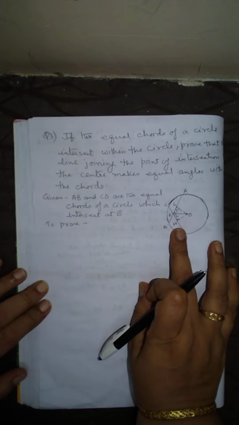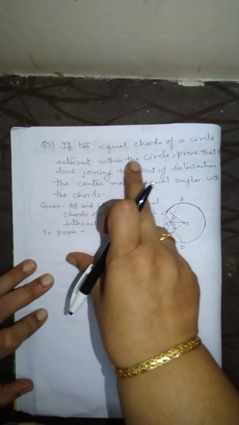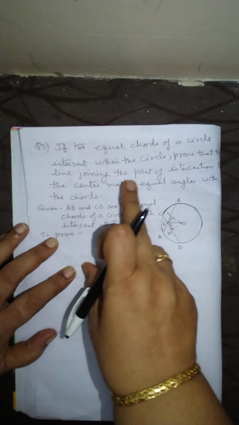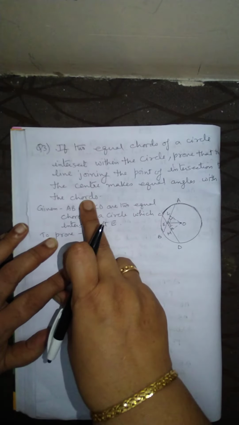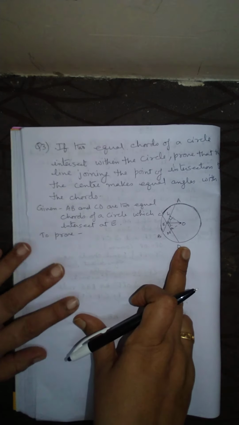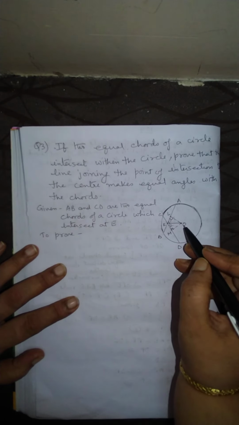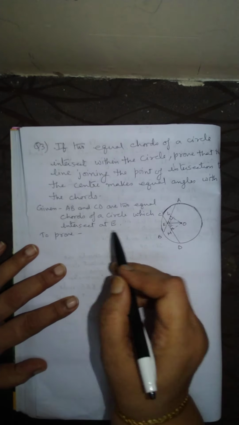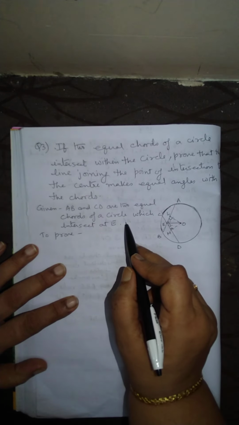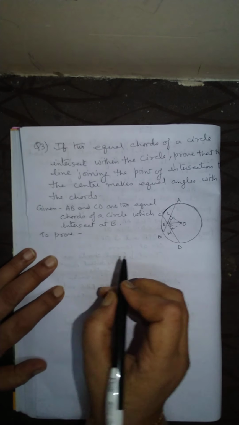Now question number 3. If two equal chords of a circle intersect within the circle, prove that the line joining the point of intersection to the center makes equal angle with the chord. So what is given in this? It is a circle with the center O, and AB and CD are the two equal chords of the circle which intersect at E.